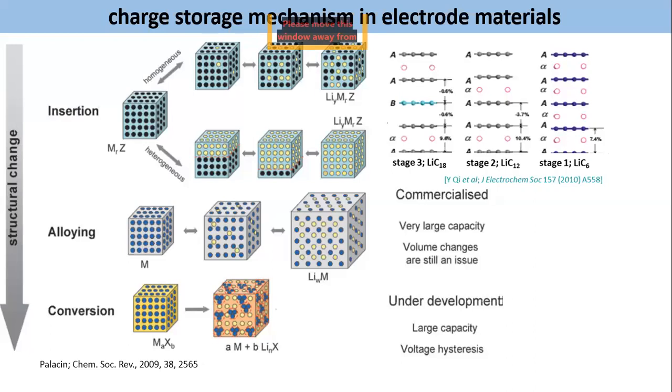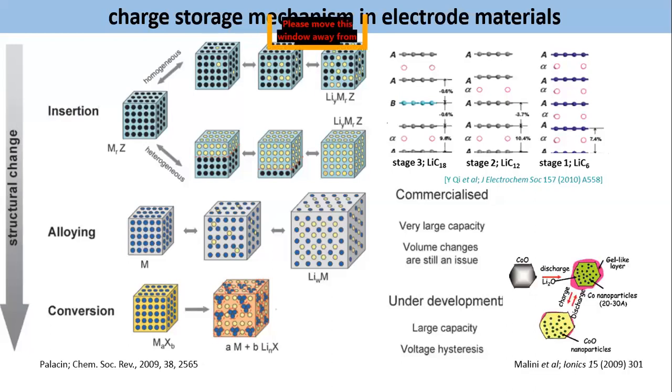And third one is conversion based electrode. In this, what happens? This comes with mostly metal oxides, where the material reacts with lithium and forms a gel kind of layer of lithium oxide around the material, which contains the nanoparticles of that particular element. And in the subsequent cycle, the charging discharging happens between the metal oxide nanoparticles and these lithium oxide particles.